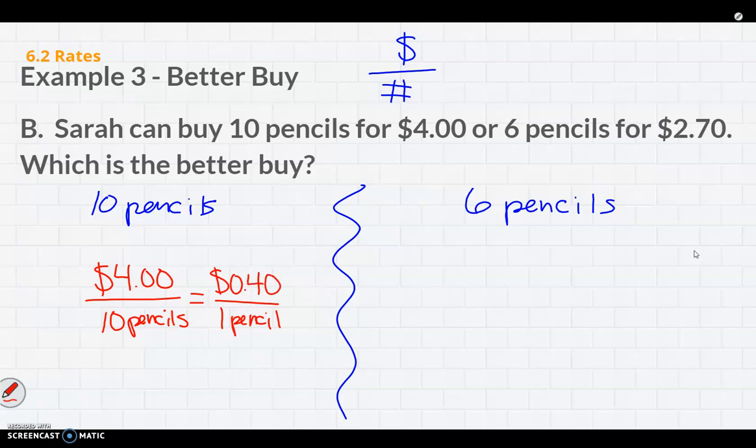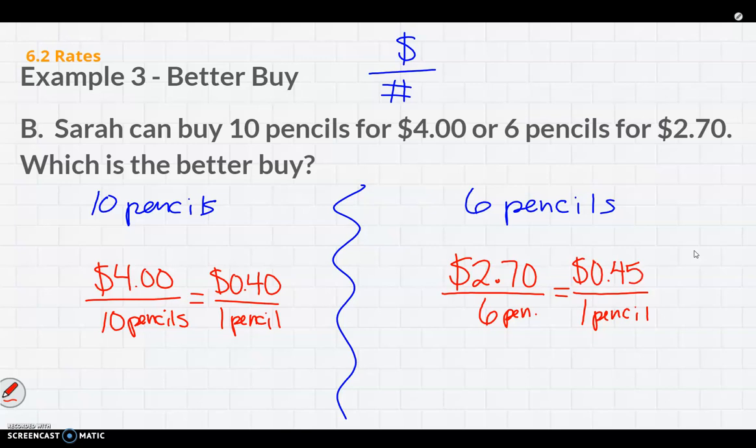And the cost of 6 pencils was $2.70. I'm going to divide that by the number that there is. Oh, this is pencils. I'm just going to abbreviate that. So for 1 pencil, again, I'm going to take 270 divided by 6, and that's going to cost 45 cents per pencil. So your better buy in this case, it is cheaper to actually buy the 10 pencil pack because you're only paying 40 cents per 1 pencil versus here you're paying 45 cents per pencil. So go with the cheaper option. The 10 pencil pack is actually the better buy.